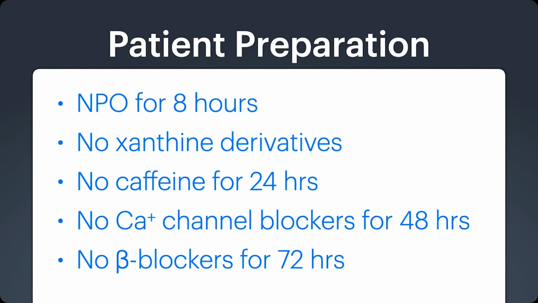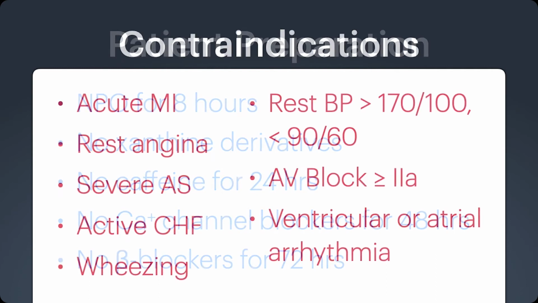Well, they need to be NPO for at least 8 hours prior to the exam. They should stop taking xanthine derivatives, so methylxanthines such as theophylline or aminophylline, and caffeine as well. No caffeine for 24 hours. These medications, as well as caffeine, act as adenosine receptor antagonists. So the stress test may be falsely negative if these are on board, so we don't want that. No calcium channel blockers for 48 hours and no beta blockers for 72 hours.